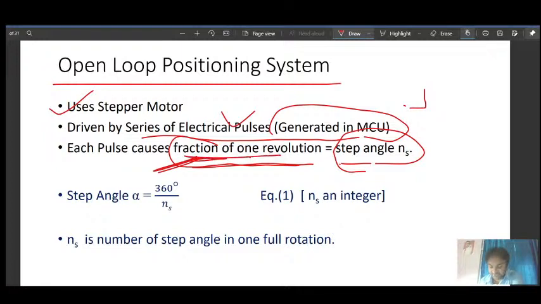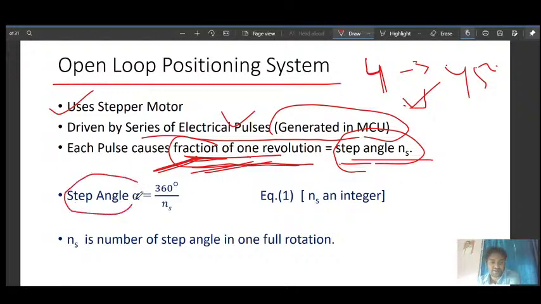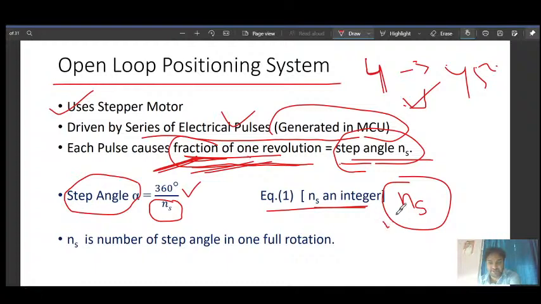So in the earlier case, when we had 4 steps, 45 degree step angle was there. So each pulse causes a fraction of 1 revolution, not a complete revolution, some part of it, that we call the step angle. So the step angle alpha is given by 360 by ns, where ns is the number of steps. Whenever we purchase a stepper motor, we already know the step angle and ns.